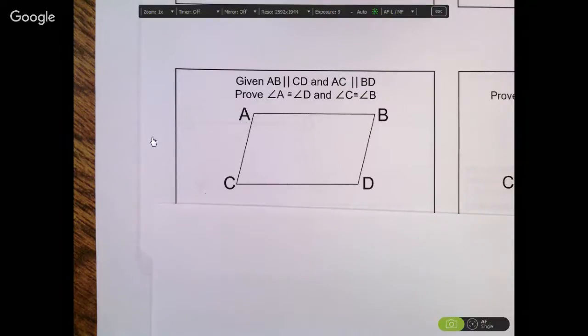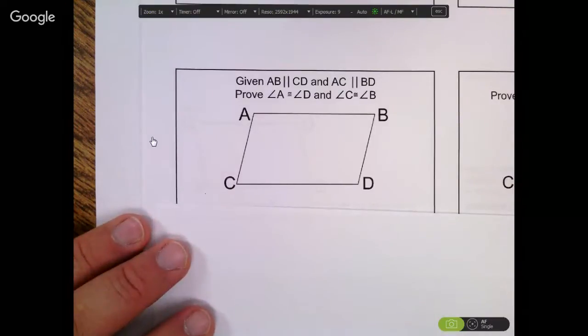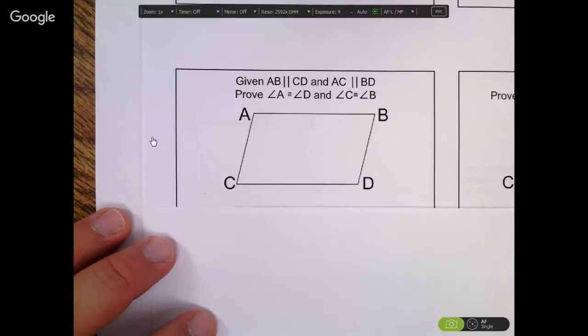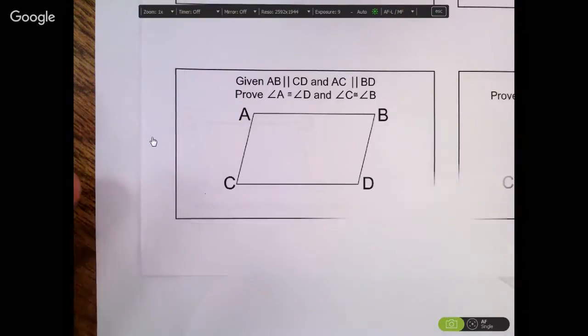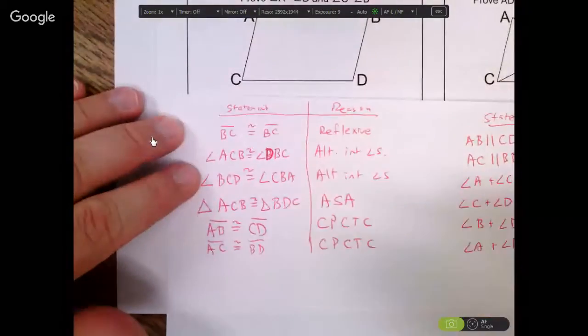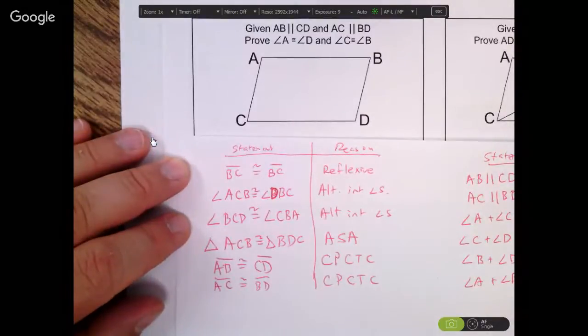AB is parallel to CD. Given. I'm debating in my head whether to do the same thing as the first proof. Yes. If I take my first proof, then I can just add it on here. We could do the same thing and then just change the CPCTC.